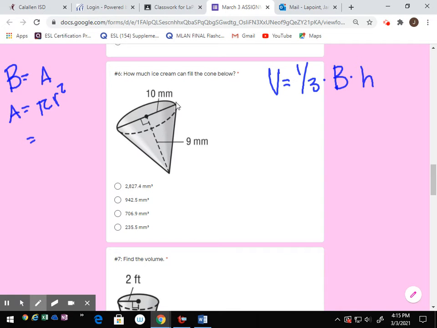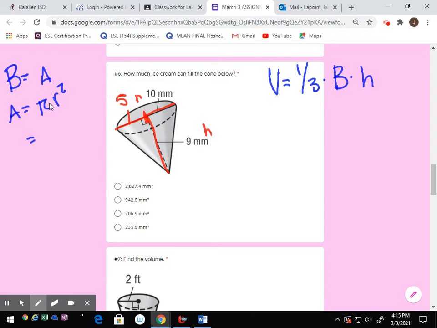So let's look at this. We see 10 millimeters is connected to this whole entire line, but we only want half this line. Okay, so half this line is 5. So our radius is equal to 5. And we see that 9 is attached to this line going from the base to the tip of the cone, which means our height is 9 millimeters.